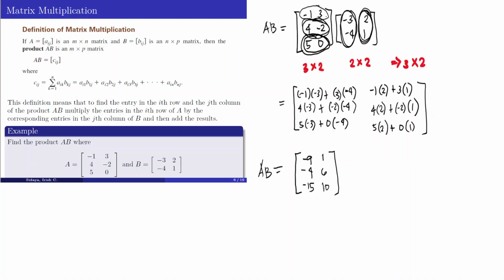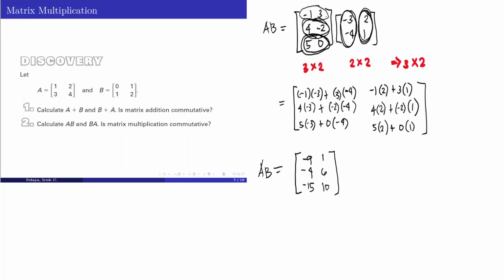Now next, given these matrices A and B, calculate A plus B and B plus A. Now the question is, is matrix addition commutative? Can you prove or disprove it? Also, solve for the products AB and BA. Is matrix multiplication commutative? So I will leave this to you as an exercise.